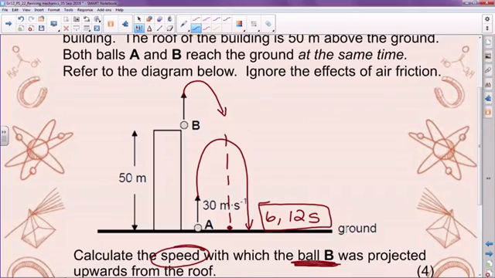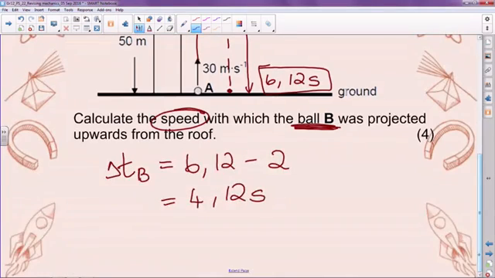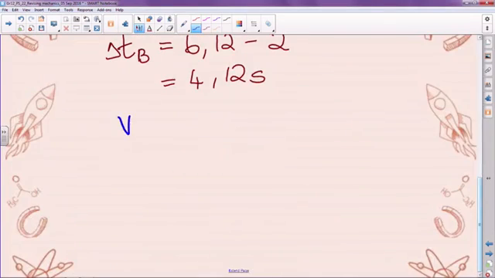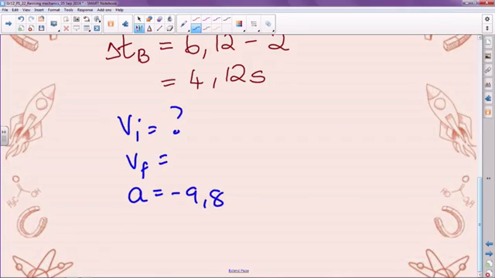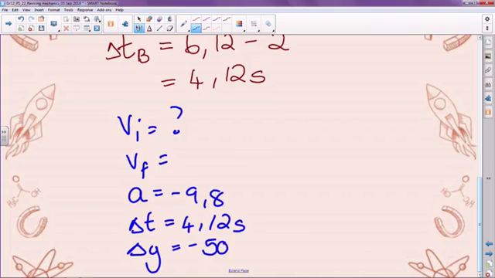So if we now want to answer the question, what I know is it's being thrown up with something. I don't know final velocity, so there's nothing I can do there. I know A is minus 9,8. I can't change that, it's what I chose at the beginning. T is 4,12 seconds. Delta Y, now listen here, is minus 50, because it goes below where it starts. And if it goes below where it started, it's negative because that's down.